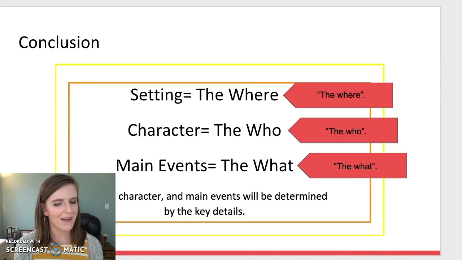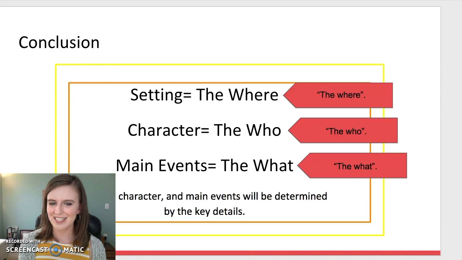And then, what are the main events? I guess I kind of gave you the answer. It is the what. So it's exactly what is happening within the story. What's the action? And so the setting, character, and main events can be determined by the key details that give us more information about what is going on in the story.